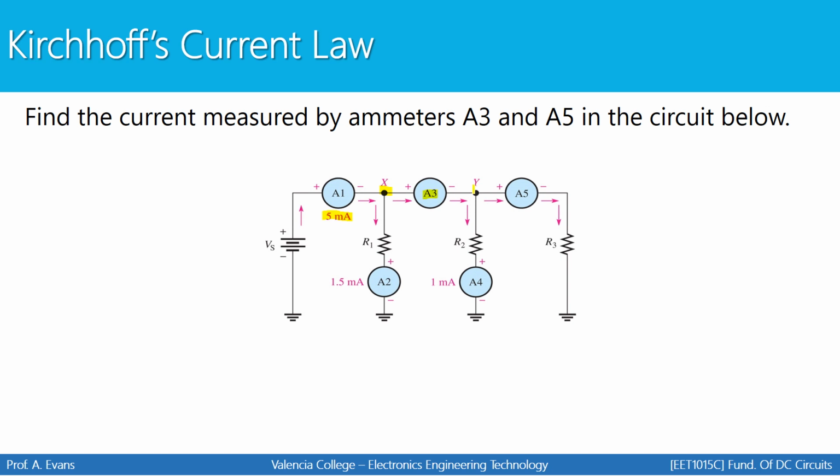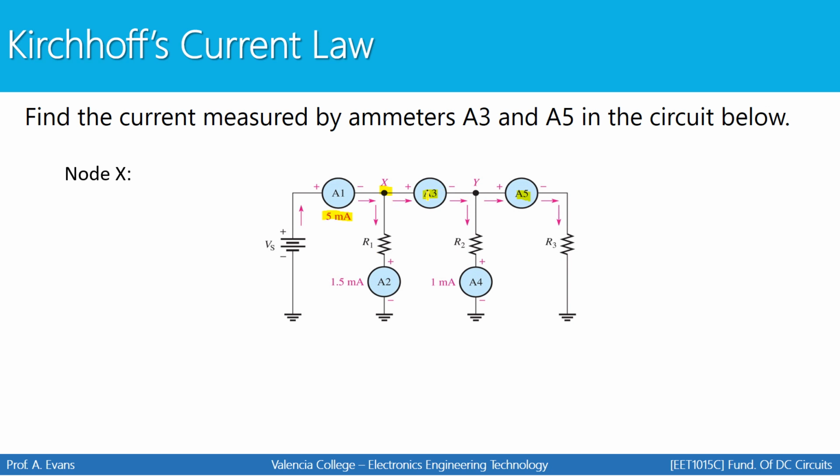There's no current listed there. And ammeter 5, there's no current listed there. So we're going to use KCL to do this. And we're going to start by analyzing just node X. If you look at node X, first look at what's going into the node. There's only one current going in, and that's 5 milliamps. Then look at what's coming out. The current through R1 and the current through ammeter 3.